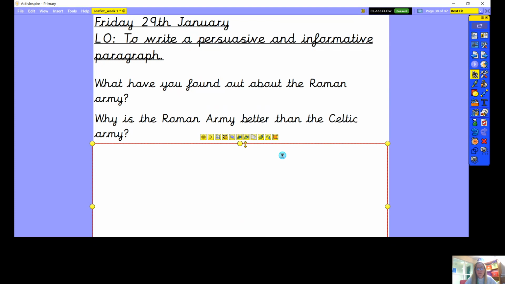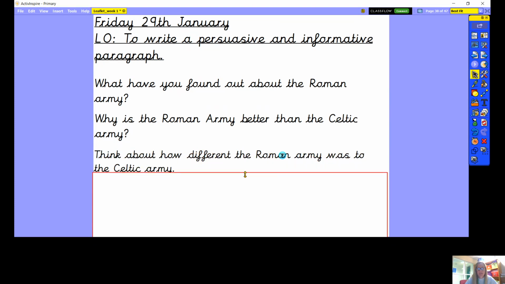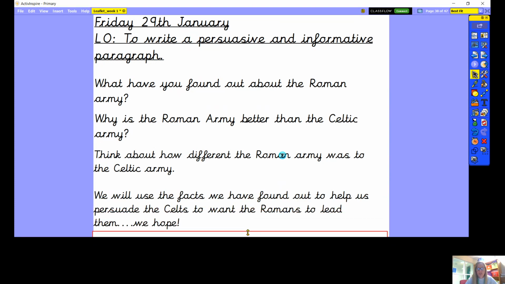Think about why we think the Roman army is better than the Celtic army, because that's what we're trying to persuade people, those Celts, of: that the Roman army is better than their army. Think about how different the Roman army was to the Celtic army. And we're going to use the facts that we've found out to help us persuade the Celts to want to join the Romans, to lead them, we hope.